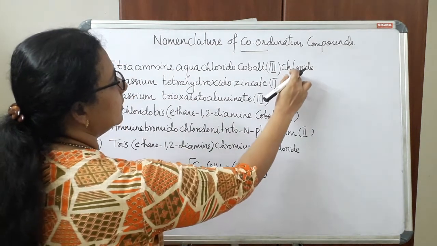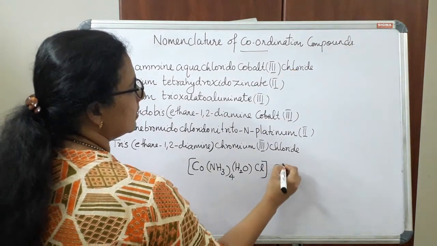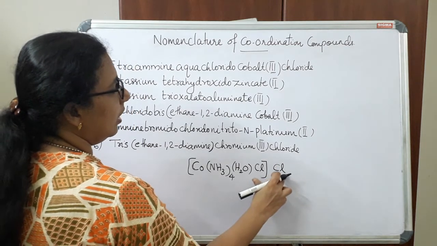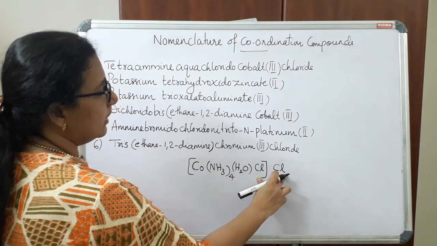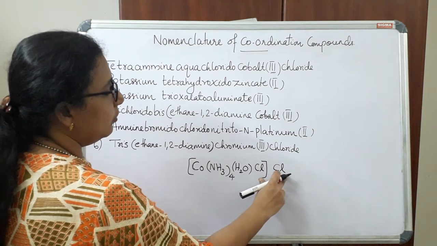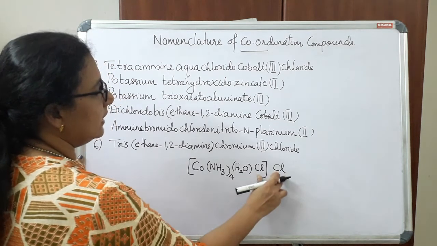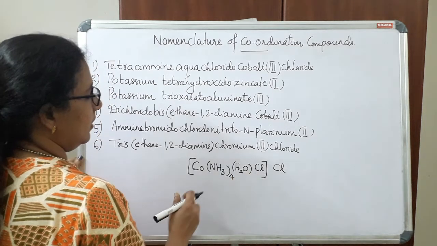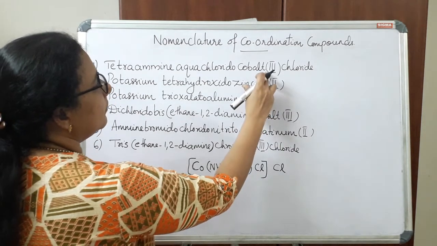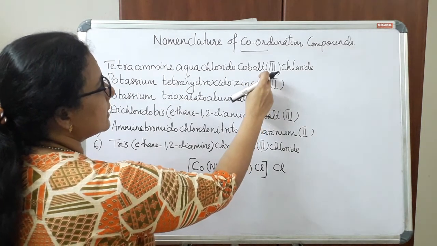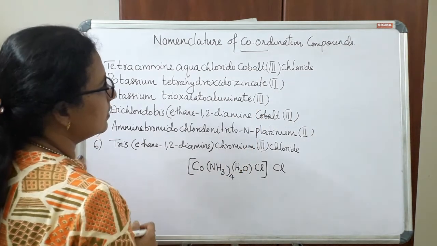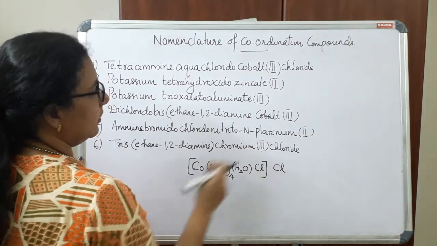Then comes the counter ion, that is chloride. Now we should know how many chloride ions are attached here. For that we need to find out the charge of this complex ion. We can use the oxidation state, that is 3, the oxidation state of cobalt, in order to find out the charge.